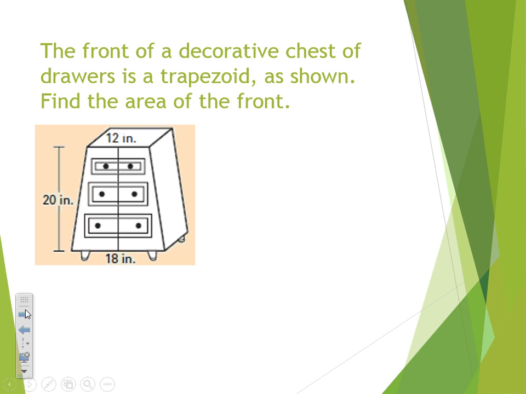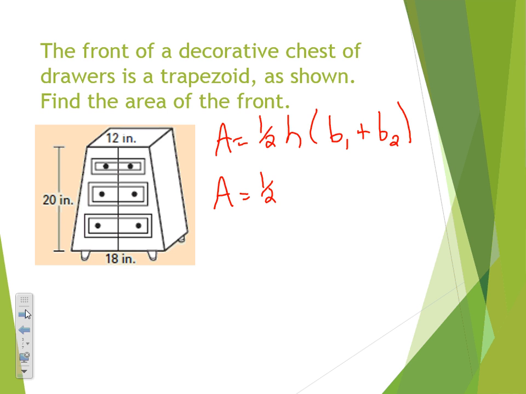So if we use our formula for trapezoid, area equals 1/2 times the height times the quantity base 1 plus base 2. So area equals 1/2 our height, which is our vertical height right here, which they display over here for us, is 20, times our base 1 plus base 2. So it doesn't matter which one you call 1 or 2. I always do the top one as my 1 and the bottom one as my 2. So I'm going to have 12 plus 18.